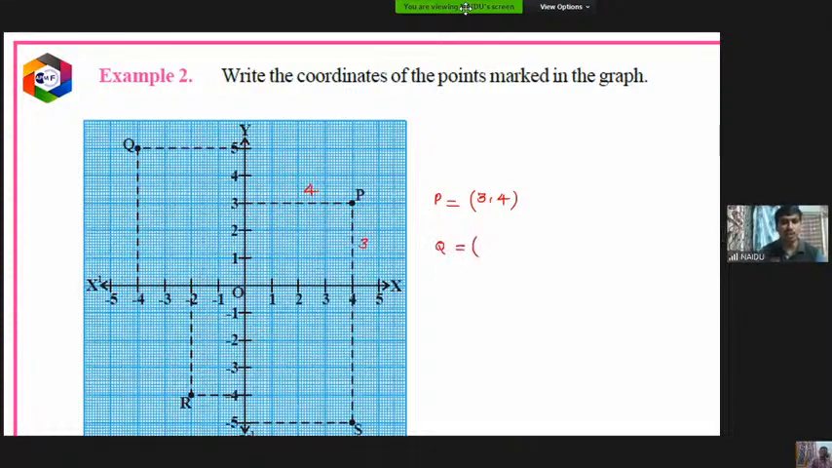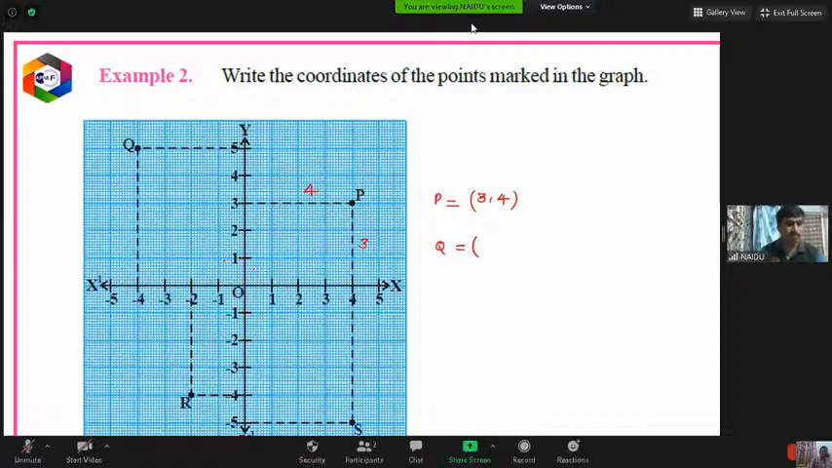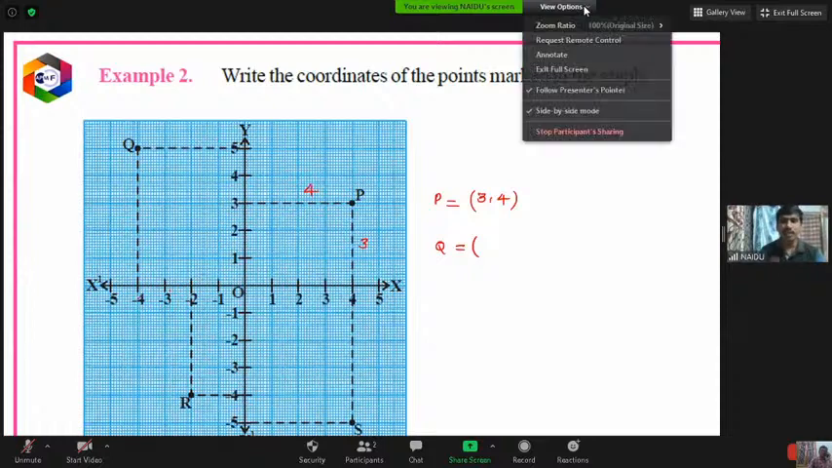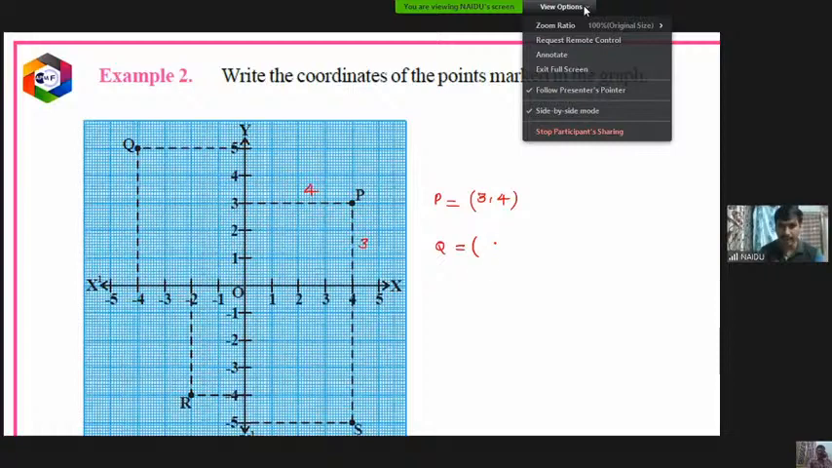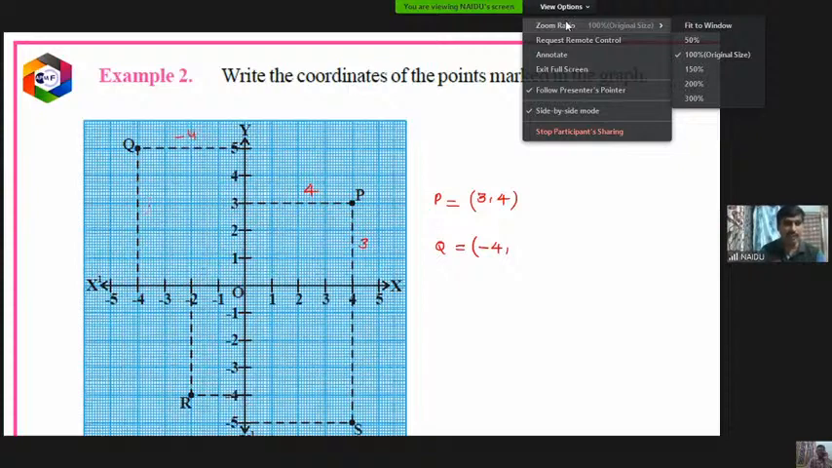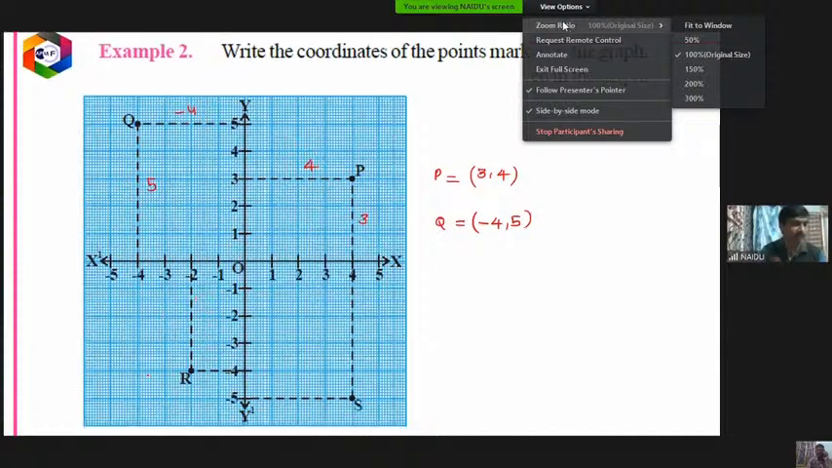Q is this point: along the x direction, 4 units, in the negative x direction, so it is -4. Along the y direction, it is 5 units, in the positive y axis. Therefore, this point can be named -4, 5. Yes. Now come to the point R.